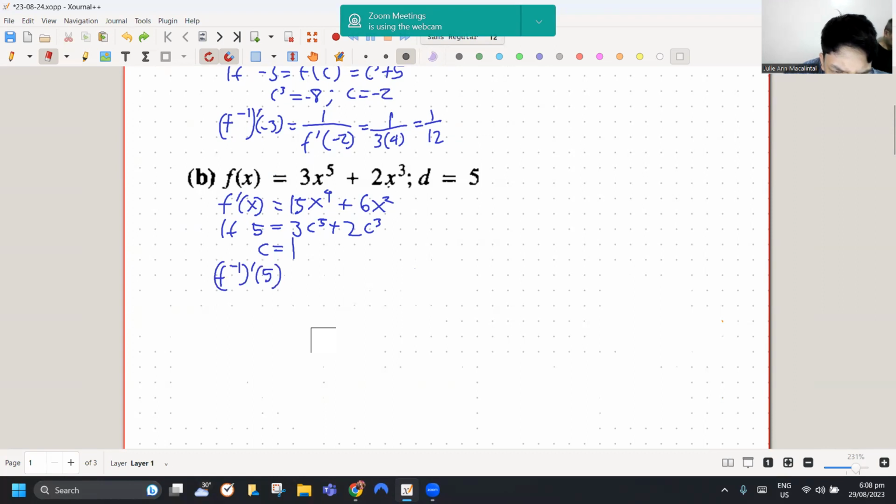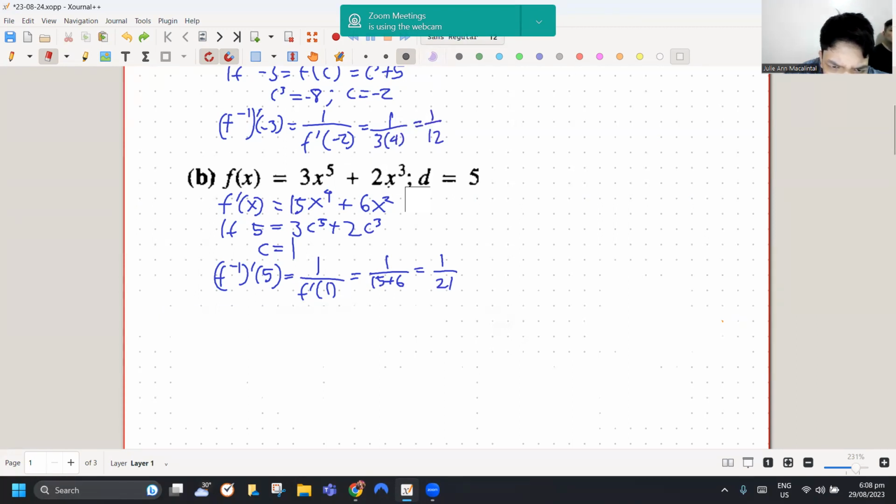So then we can solve for the derivative of the inverse. Now we know c, we can take the reciprocal of the derivative of f evaluated at 1, which is the c we found. So that's just 15, since x here, we will substitute with 1. We don't mind those. So it'll just be 15 plus 6. So 1 over 21.